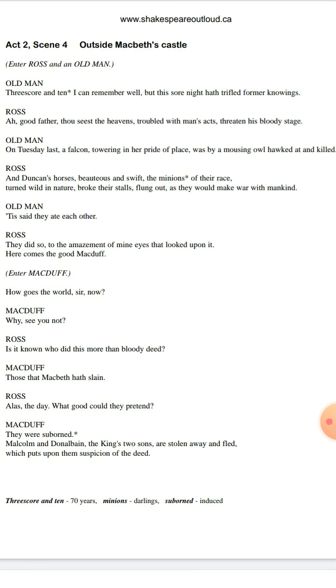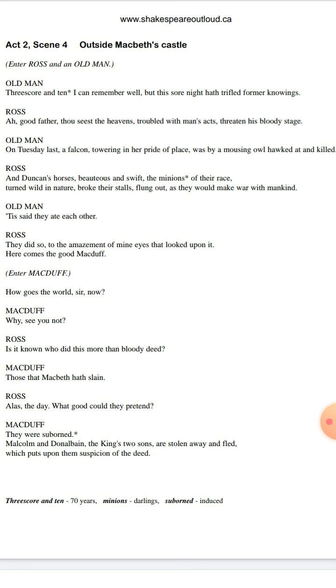Old Man: It is said they eat each other. And now Old Man says that it is also said that they ate up each other. So it is also very unnatural. Rose: They did so, to the amazement of mine eyes that looked upon it. Here comes the good Macbeth. And Rose says that yes, they did so, and I was filled with astonishment when I saw this.